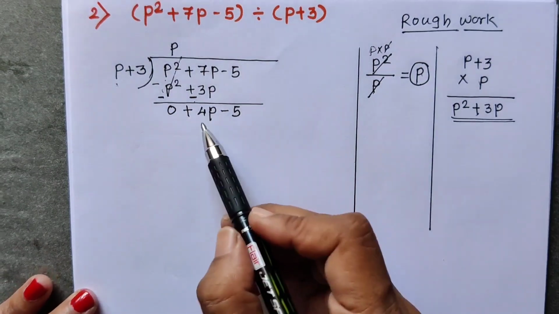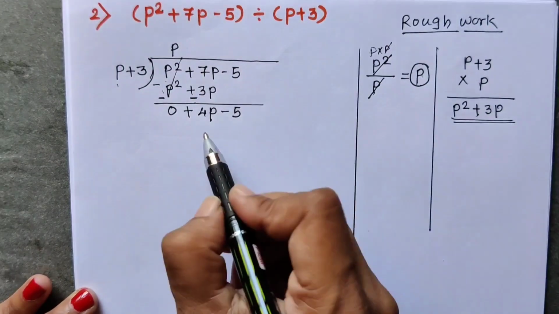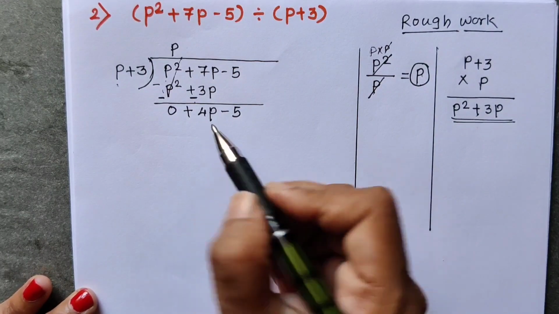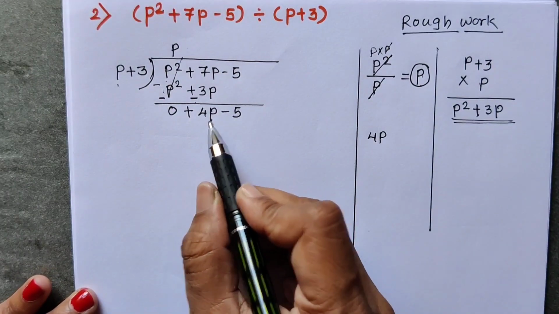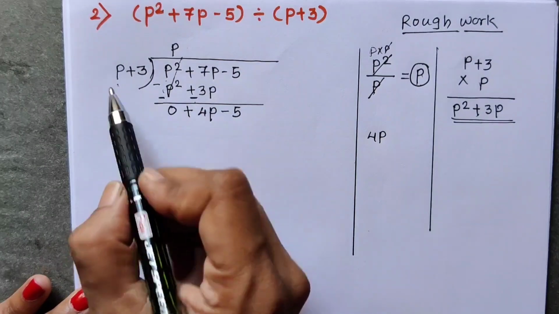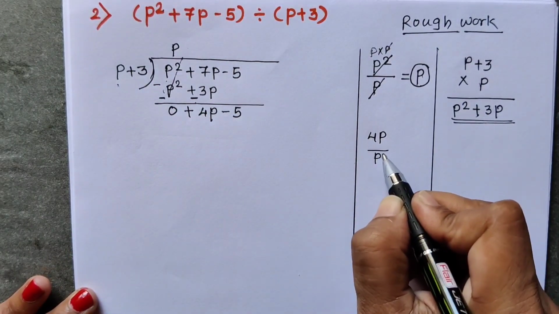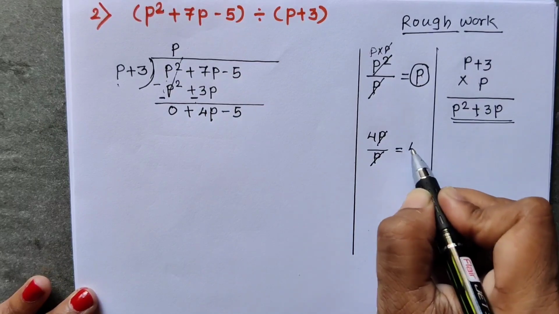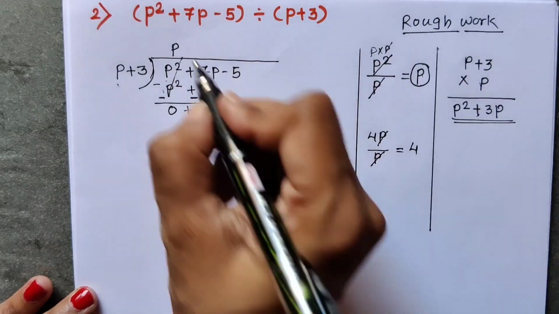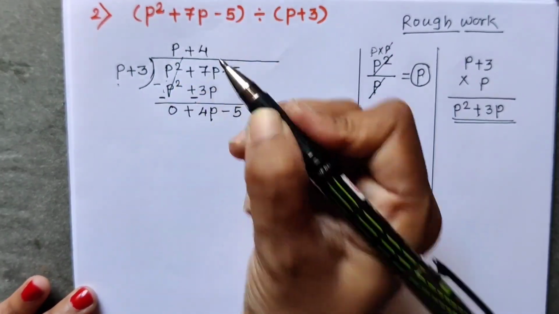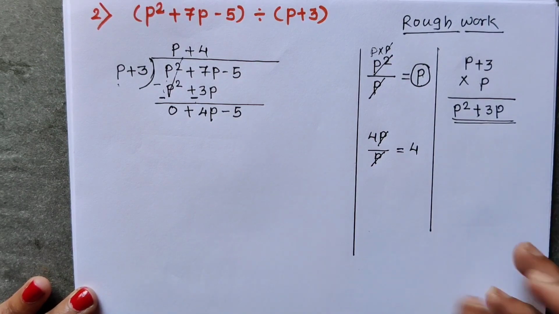Now again we have to check what we should get in the quotient. So for that we have to take the first term from the second step. 4p is the first term from the second step, and we have to divide this 4p by the first term of the divisor, which is p. So p p getting cancelled, 4 is remaining, we are getting 4 as the answer. This plus 4 we have to write in the quotient, but what we have to write in the dividend will be decided after multiplying.